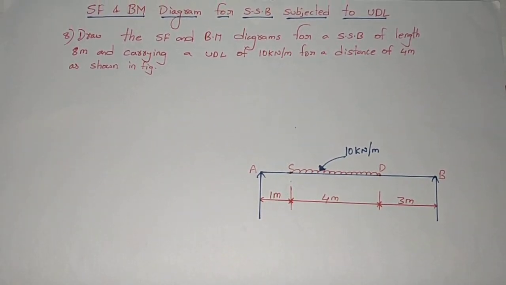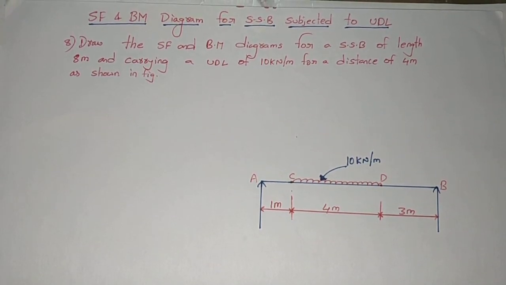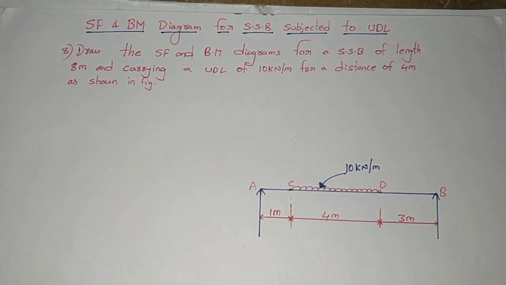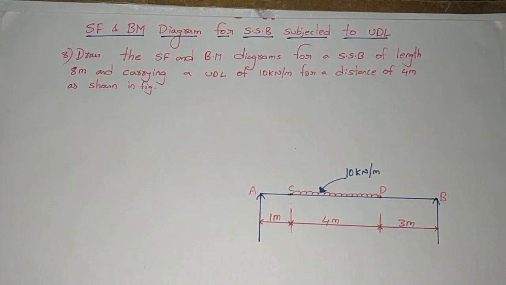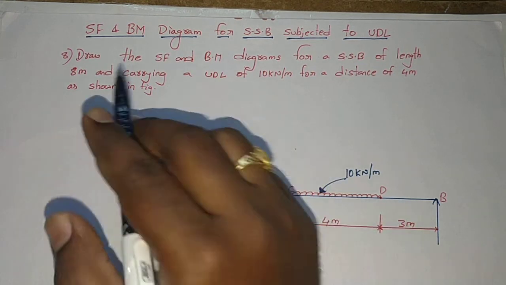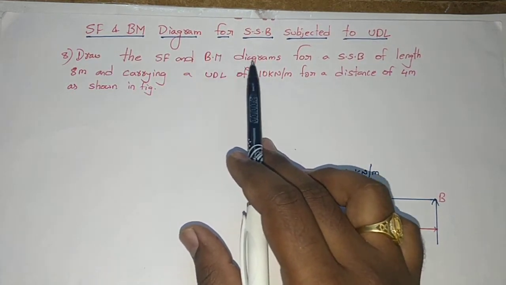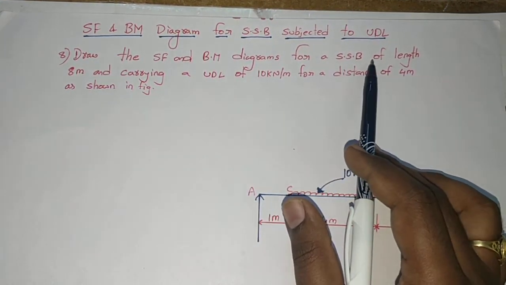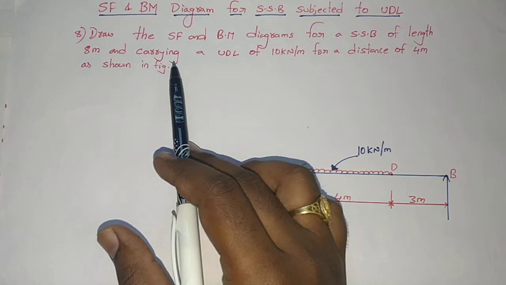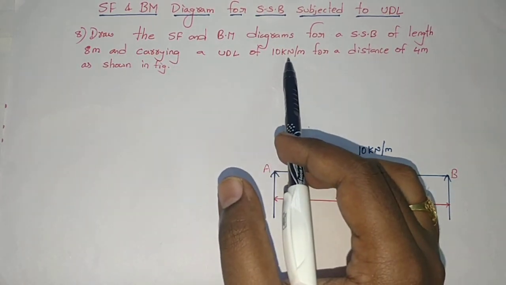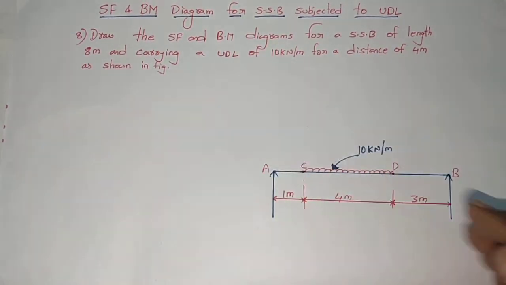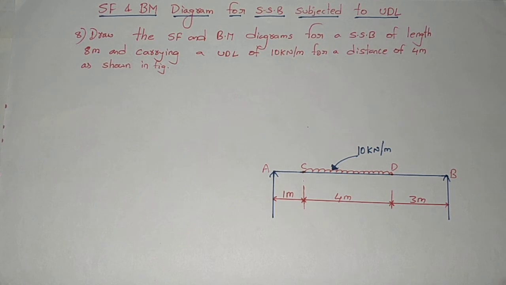Today I am going to explain how to draw the shear force and bending moment diagrams for a simply supported beam subjected to UDL loads. Here the problem given is: draw the shear force and bending moment diagrams for a simply supported beam of length 8 meters and carrying a UDL of 10 kilonewton per meter for a distance of 4 meters as shown in figure.